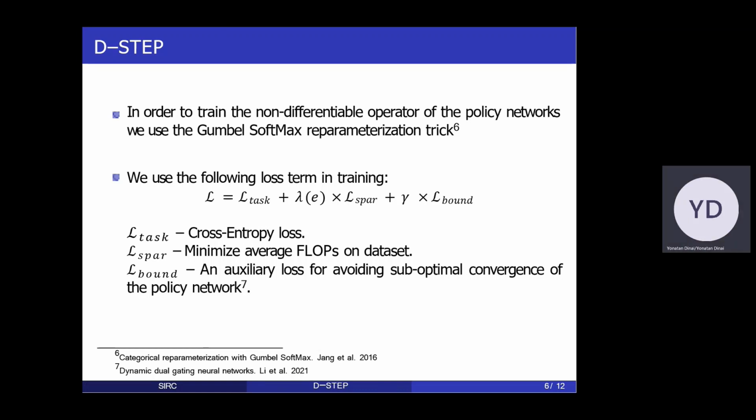As our policy networks output discrete decisions, we have the problem of non-differentiable operators. Therefore, we use the Gumbel softmax trick, which has also been used in previous works. During training, we use the loss shown here, which includes three terms. The first is the task loss, which is the standard loss for classification. The second term is the sparsity loss, which aims to minimize the average flops per video clip. Finally, the third term is used to regularize the convergence of the policy networks and to avoid suboptimal results.